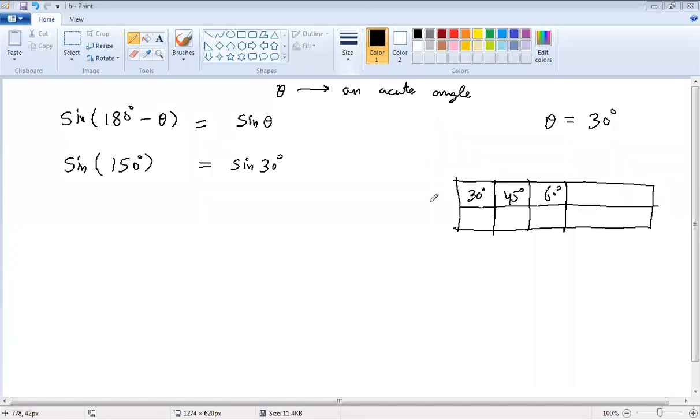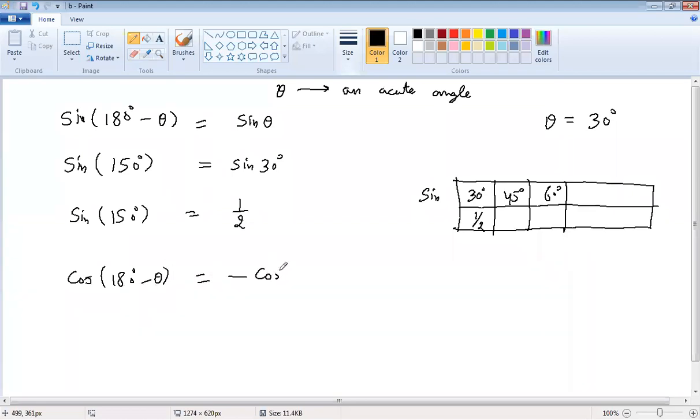So sine 30 is equal to 1 by 2. So this means that sine of 150 degree is also equal to 1 by 2. But if we see cos of 180 degree minus theta, this formula we have found is minus cos theta. So if we take theta equal to 30 degree, then this is minus cos 30.